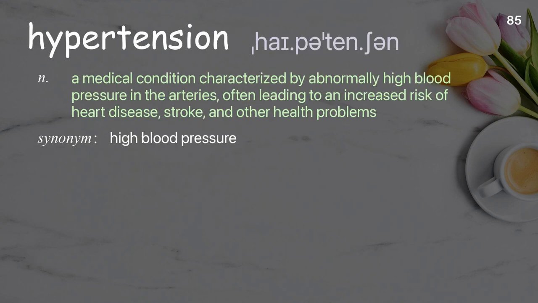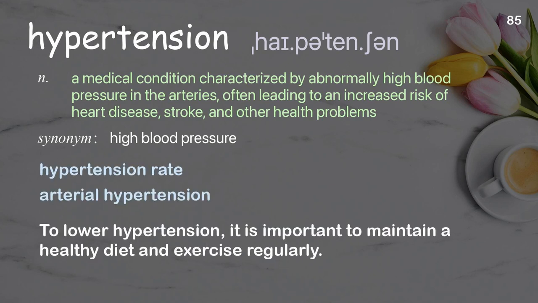Hypertension. A medical condition characterized by abnormally high blood pressure in the arteries, often leading to an increased risk of heart disease, stroke, and other health problems. Examples: hypertension rate. Arterial hypertension. To lower hypertension, it is important to maintain a healthy diet and exercise regularly.